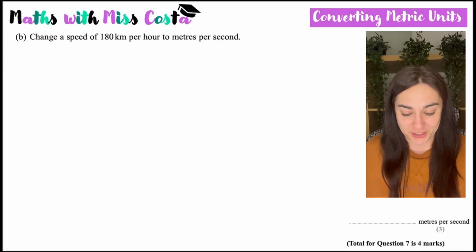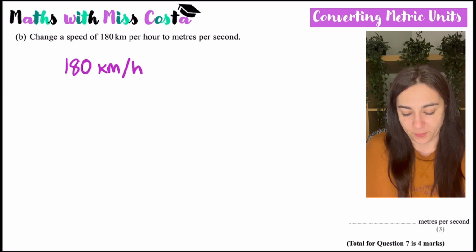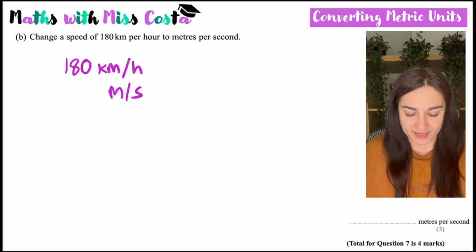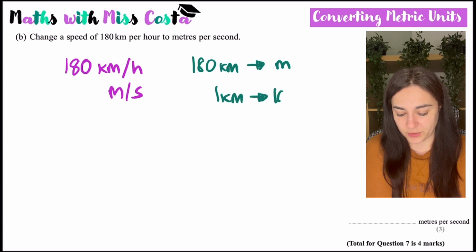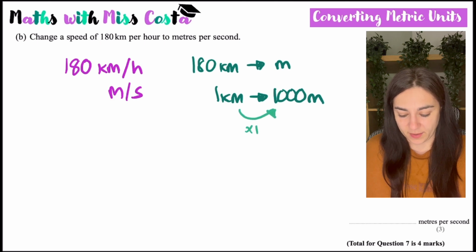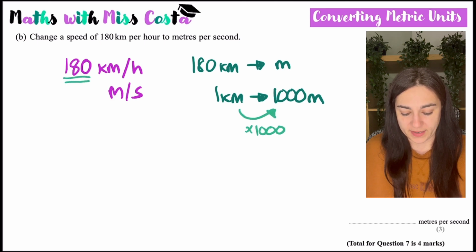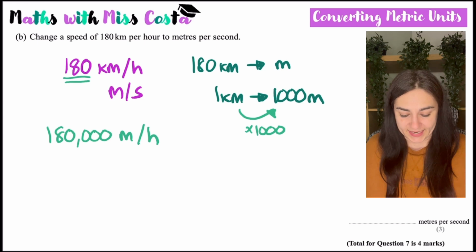So another converting metric units question: I need to change a speed of 180 kilometers per hour to meters per second. Okay, so there's a few things I need to think about first. First, I want to change 180 kilometers into meters. So how do I change kilometers into meters? I know that 1 kilometer is equal to 1,000 meters. Therefore, to get from kilometers to meters, I multiply by 1,000. So 180 kilometers is going to be 180,000 meters per hour. So all I've done is turn my kilometers into meters.